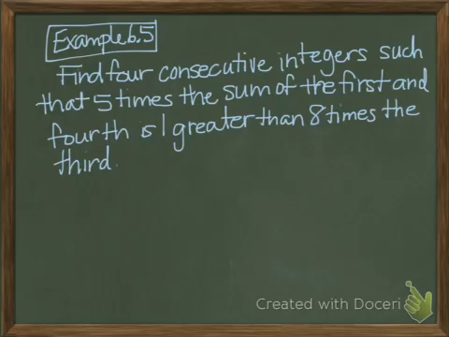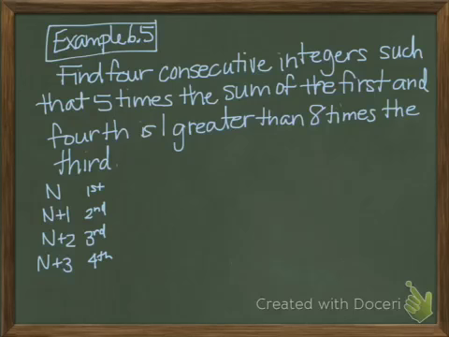Okay, last one. Find 4 consecutive integers such that 5 times the sum of the first and fourth is 1 greater than 8 times the third. So we have 4 consecutive integers, meaning we have n, n plus 1, n plus 2, and n plus 3. Those are our first, second, third, and fourth. So it says such that 5 times the sum of the first and fourth. So we start with the sum again of the first and the fourth. So we have n and n plus 3, and we have 5 times that. 5 times the sum of the first and fourth is 1 greater than 8 times the third.